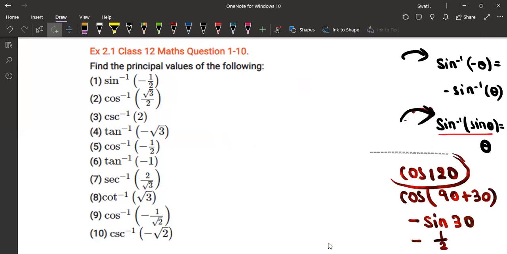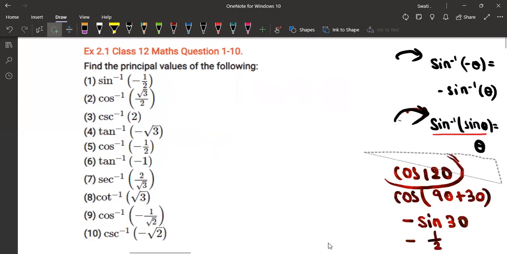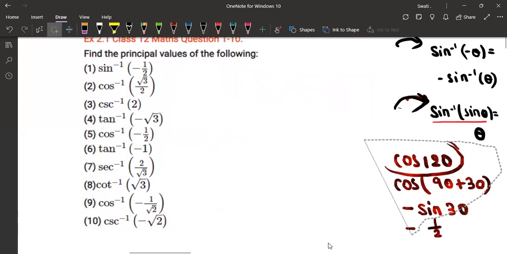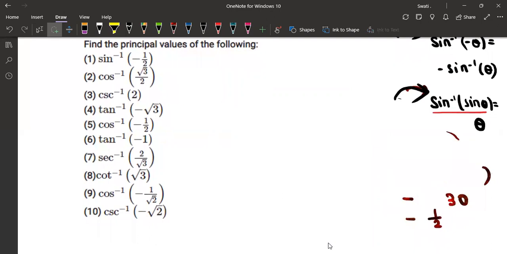Let me erase this as well. Okay, all right, I hope it will get erased.